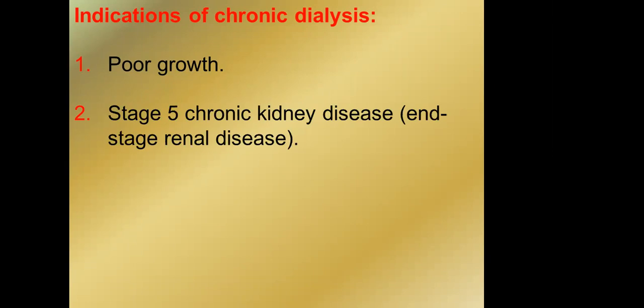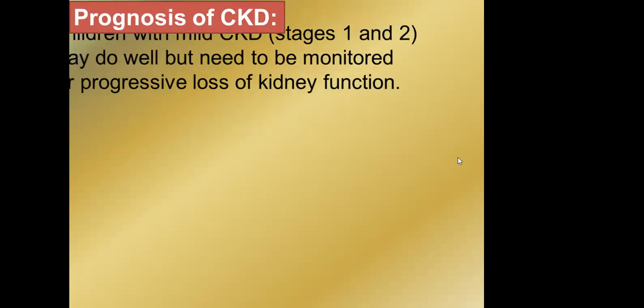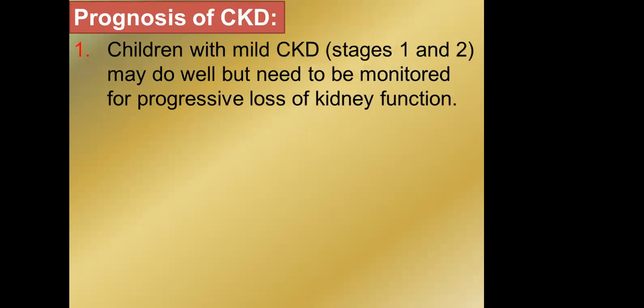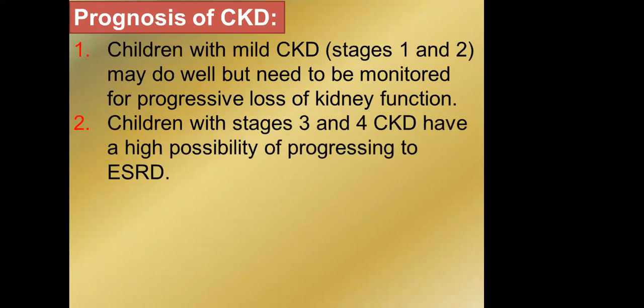About the prognosis of chronic kidney disease, stage 1 and 2 may do well, but need to be monitored for progressive loss of the kidney function. And children with stage 3 and 4 have a high possibility of progression to the end-stage renal disease, which ultimately requires renal transplant.